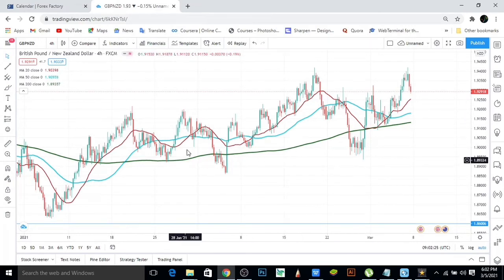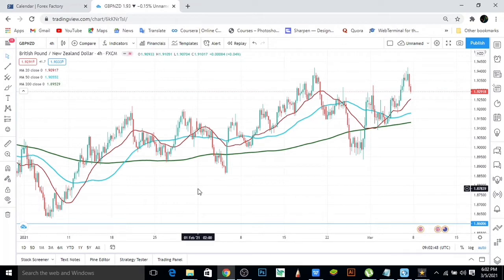Now, compare both of them to the 200. The 200 is almost a straight line because it's going to take a while before you approach it. So it's way smoother than both of them. So now, how do you use these moving averages?